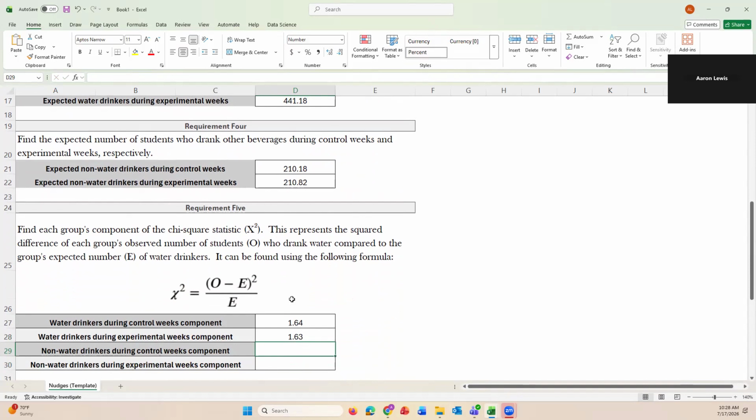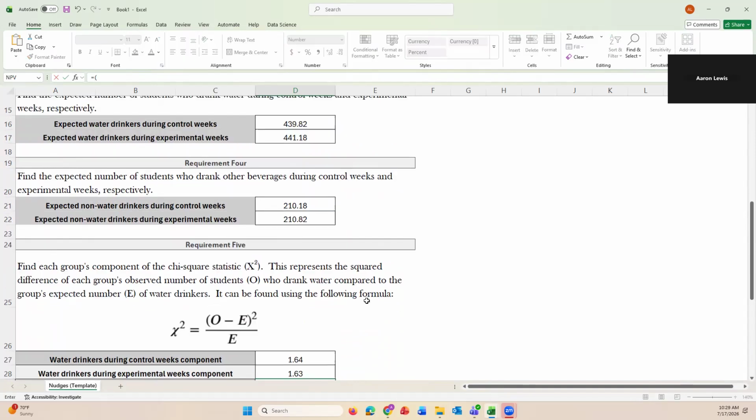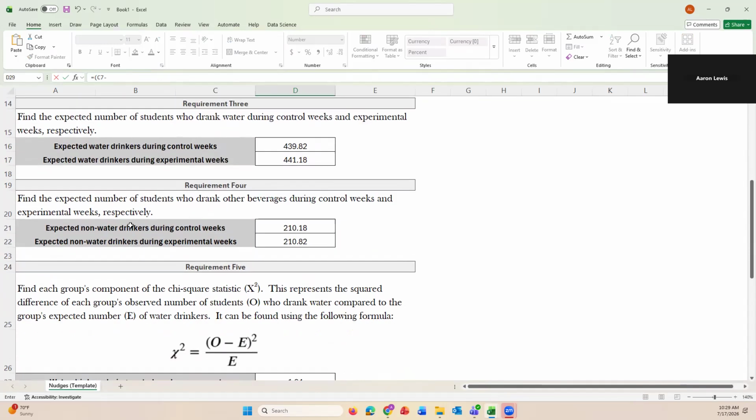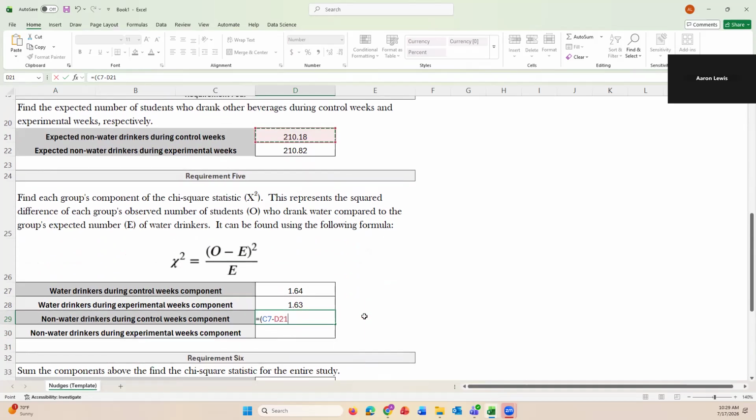So we got 2 components down. Let's go on to the other 2. Non-water drinkers during control weeks equals, open a parenthesis. The amount of non-water beverages or other beverages consumed during control weeks was 237 minus, and then I go and find my expected non-water drinkers during control weeks, which we found in requirement 4 of 210.18. Close the parenthesis, square it, and then divide by that expected amount of 210.18. And I come up with 3.42.